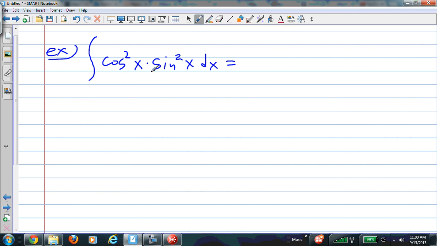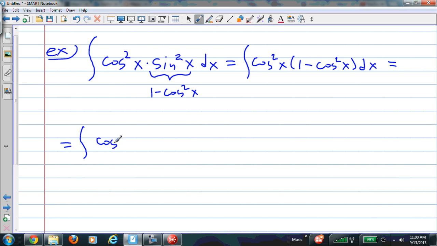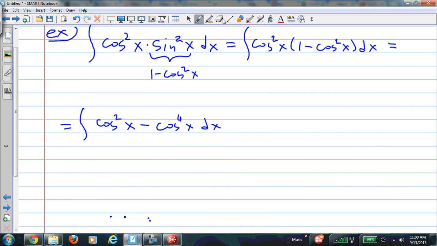And it doesn't matter which one. So let's say I take sine squared and replace it with 1 minus cosine squared x. Then the integral becomes cosine squared x times 1 minus cosine squared x dx, which equals cosine squared x minus cosine to the fourth power x. I can actually split them in the middle and use two integrals, but regardless of how I proceed, I need to use my power reducing formulas.